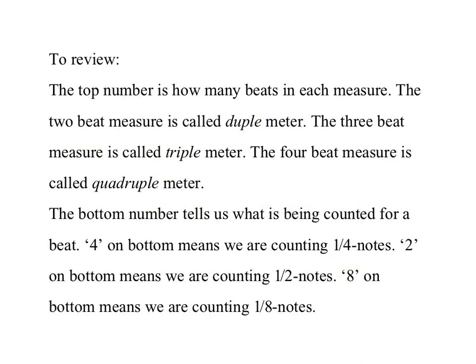To review, the top number is how many beats in each measure. The 2-beat measure is called duple meter. That sounds a lot like double, so you can remember it that way. The 3-beat measure is called triple meter, and the 4-beat measure is called quadruple meter. The bottom number tells us what's being counted for a beat. 4 on the bottom means we're counting quarter notes. 2 on the bottom means we're counting half notes. 8 on the bottom means that we're counting eighth notes.